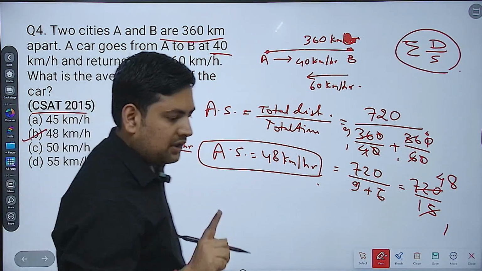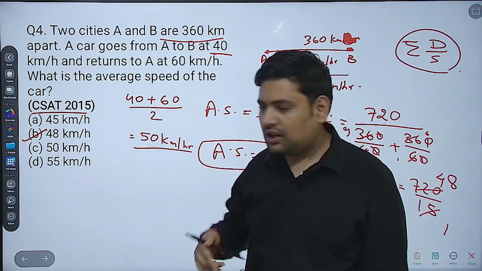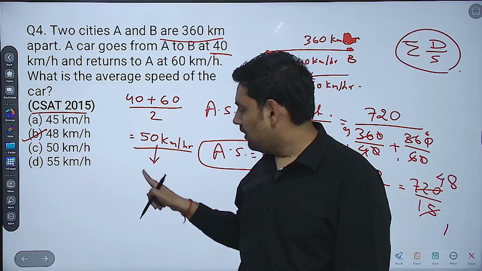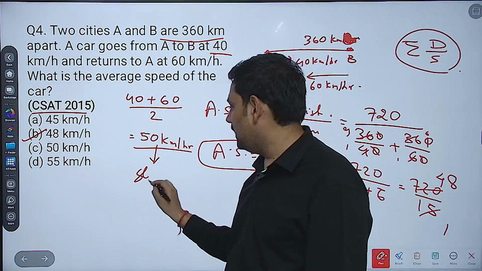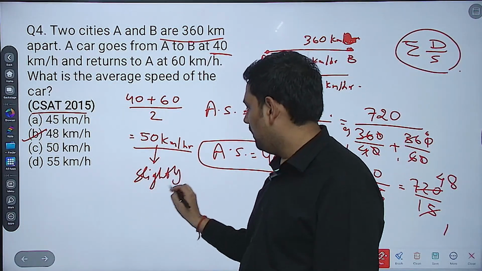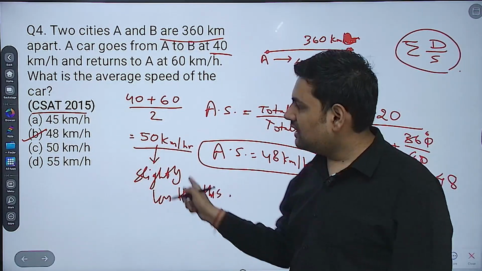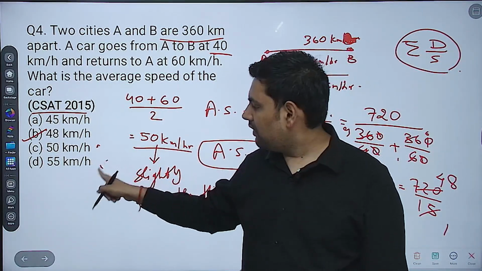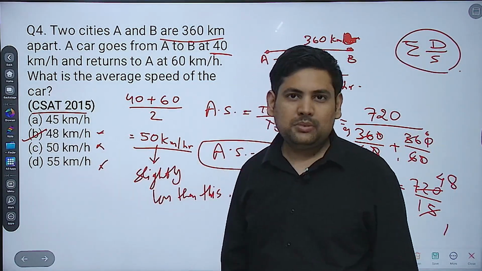But you know the theory that it will be traveling at the lower speed for much longer. So this average will get decreased by something, slightly less than this. Now, which option is slightly less than this? 50 is there. 55 of course is not possible. 50 is not possible. 48 is slightly less. So 48 becomes the answer.